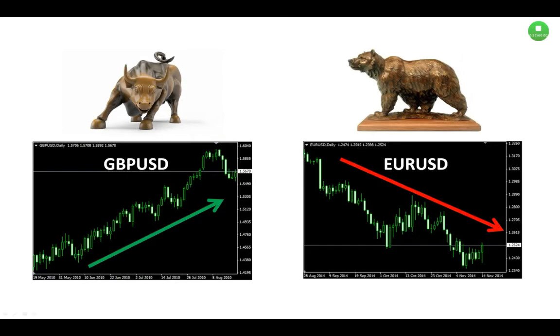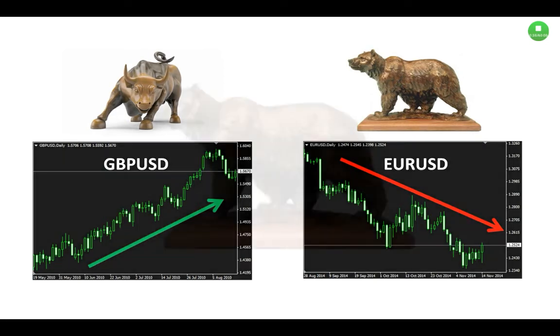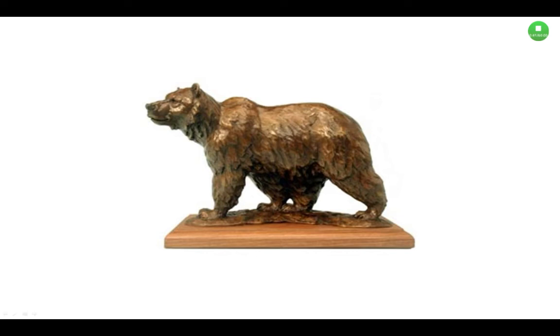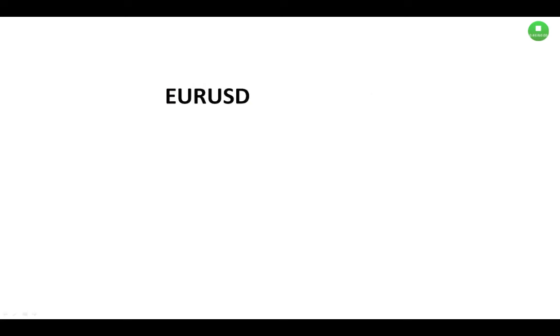As we've already established, there are two types of traders on the forex market: bulls, traders who invest into the growth of a forex currency, and bears who invest into the decline of a forex currency. So today we're talking about short selling, and that is applicable to bears. Let's look at our euro US dollar example in more detail.